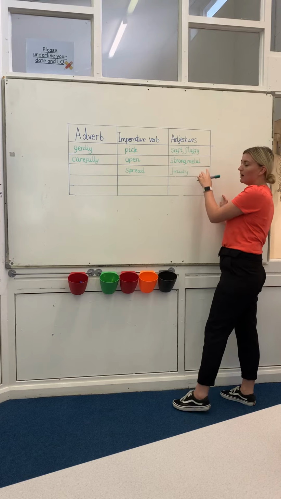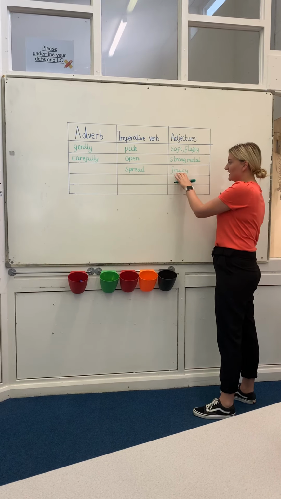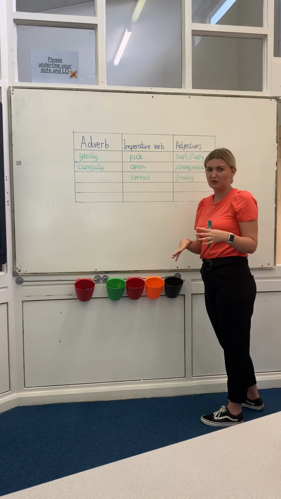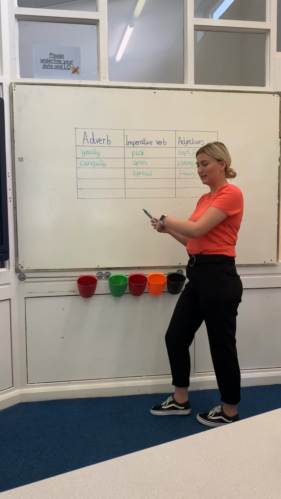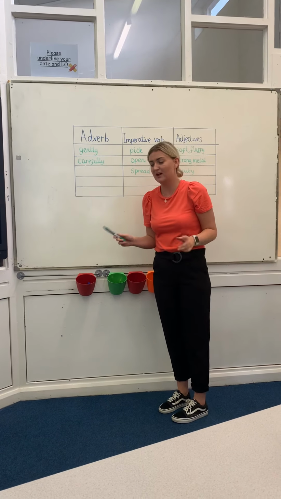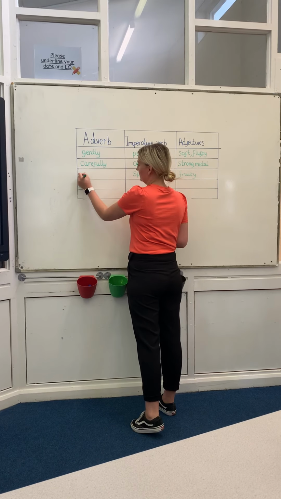So remember, if you've got two or more, you need commas between them. For this one, I'm just going to put one adjective. You don't need two or more for each example. And I think I'm going to do it quite slowly. I don't want to do it too quickly because I'll rip the bread one time. So I'm going to write slowly.